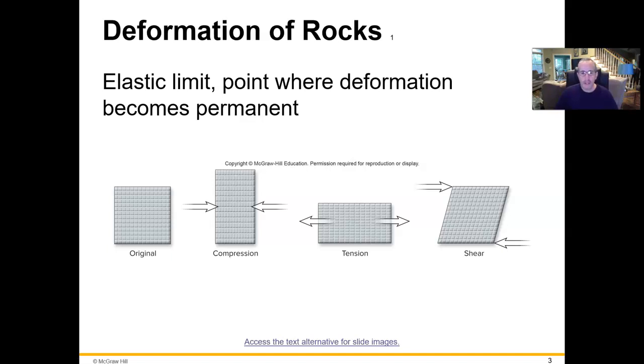Tension is the opposite. Tension is stretching outward from the center. So think about grabbing something and pulling it completely apart. That's what tension is. And then shear, it has the lines kind of at each corner.